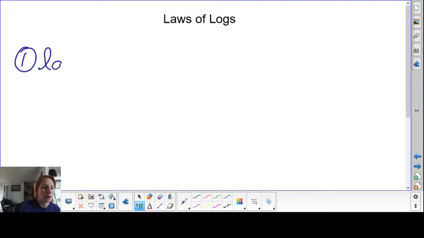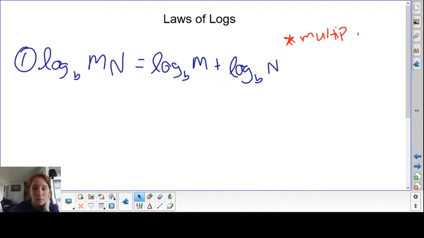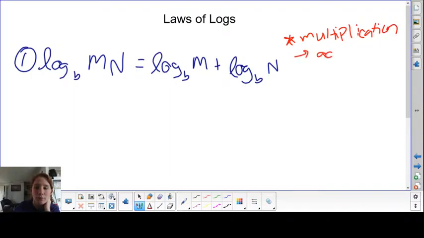We're going to have the log base b of m times n is equal to the log base b of m plus the log base b of n. So my little note here, my aha moment, is that multiplication turns into addition.